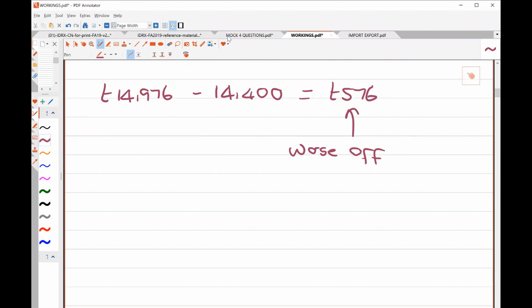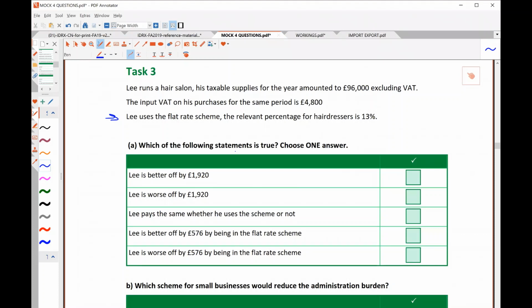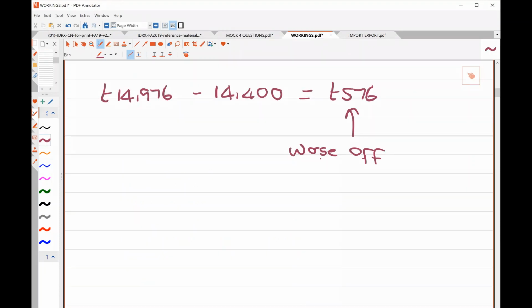So if I have a look at the mock exam and it says Lee is better off by £1,920, I have no idea where they've dreamed that figure up from, because I don't want to be seeing any figure for 1,920. The figure I'm looking for is 576. So it's definitely not that. Again, Lee is worse off by £1,920. Well, that's not a figure I even recognise, because we've done all our hard work and we've got our workings. So it's definitely not that.